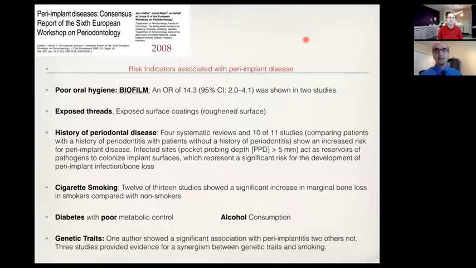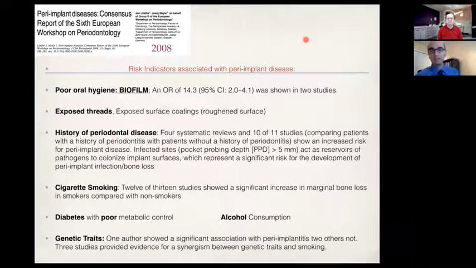This is actually a consensus report by the 6th European Workshop on Periodontology back in 2008. They defined some risk indicators for clinicians, so that if you have these conditions, you should warn your patient and be aware of higher incidences of peri-implant infection.